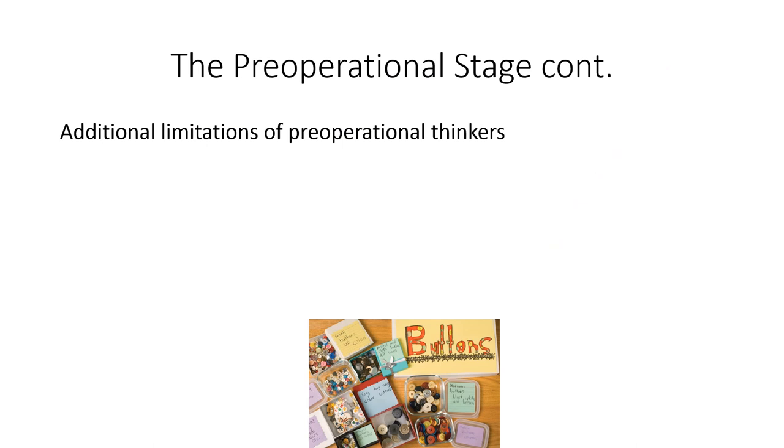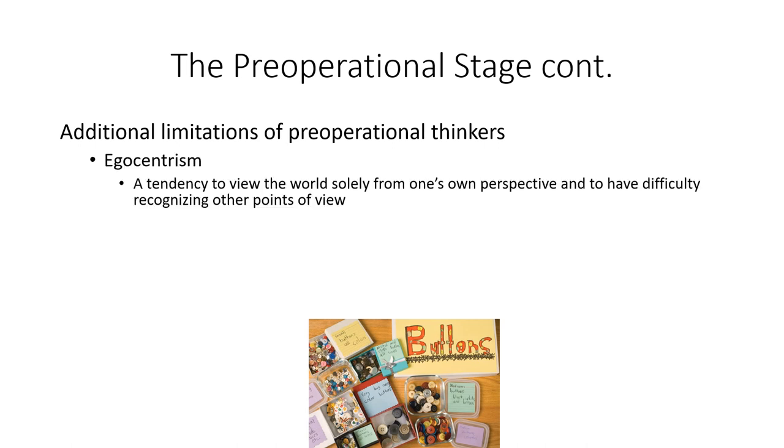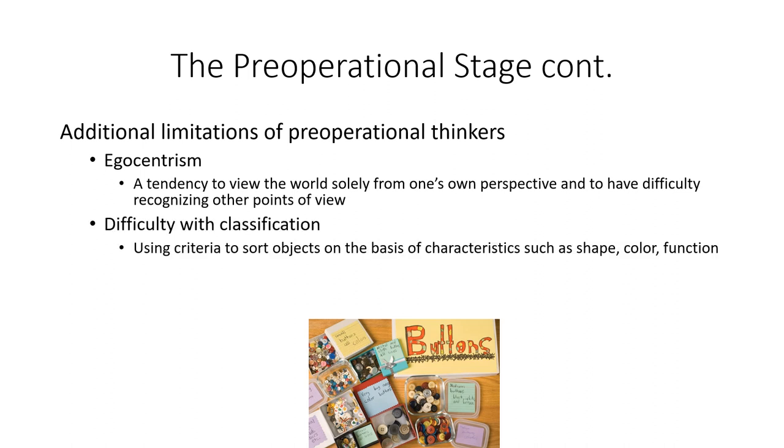Some other issues here with pre-operational are things like egocentrism, a tendency to view the world solely from your eyes, having difficulty recognizing others' point of view. So things like hide and seek, if I can't see you, you can't see me, that type of thing. Also difficulty with classification. So here is more of looking at the way adults organize things. If given a bunch of buttons and asked to organize them, they might not organize them in the same way adults would. They might organize them based on different criteria.